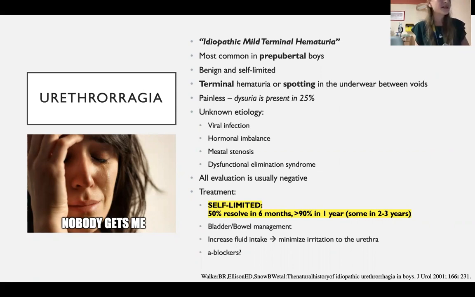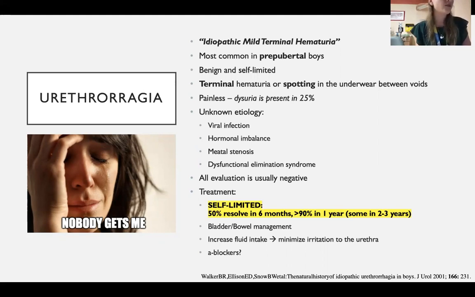Some groups have suggested different alternative treatments, such as bladder bowel management, increased fluid intake, and alpha blockers. A group from Spain, led by Inarejos in 2007, reported that they prescribed timed voiding to all of their patients with urethral regia, and they yielded 100% of resolution in 2 years. So they prescribed actual timed voiding to all of them, and these were their findings.